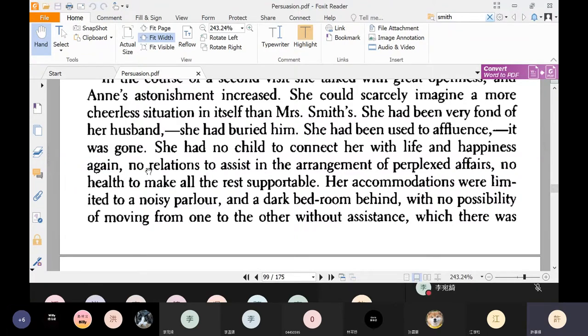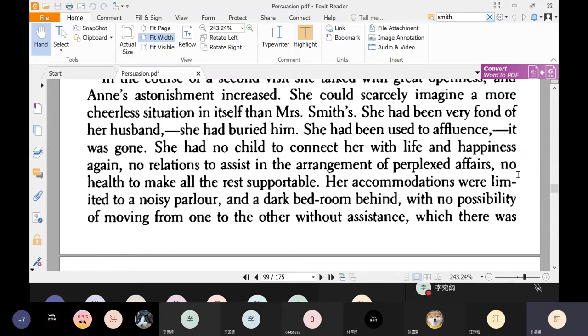no relations, which means relatives or family, to assist in the arrangement of perplexed affairs. So perplexed means confused. When we talk about a person and we say that they are confused, we mean they don't know what's going on. But if we talk about a thing, or here like a situation, affair is a business. A confused business means that it is hard to deal with. It is not clear.